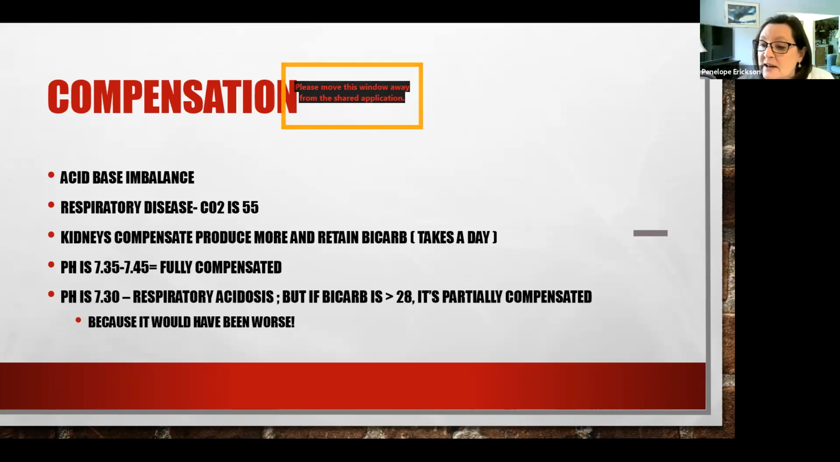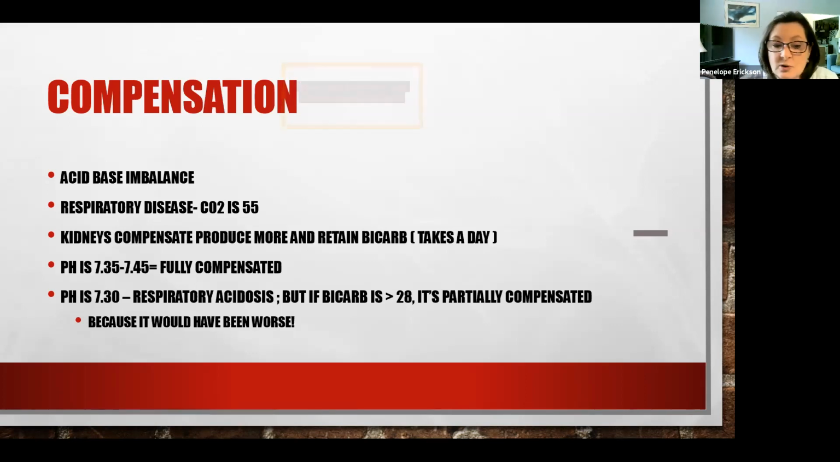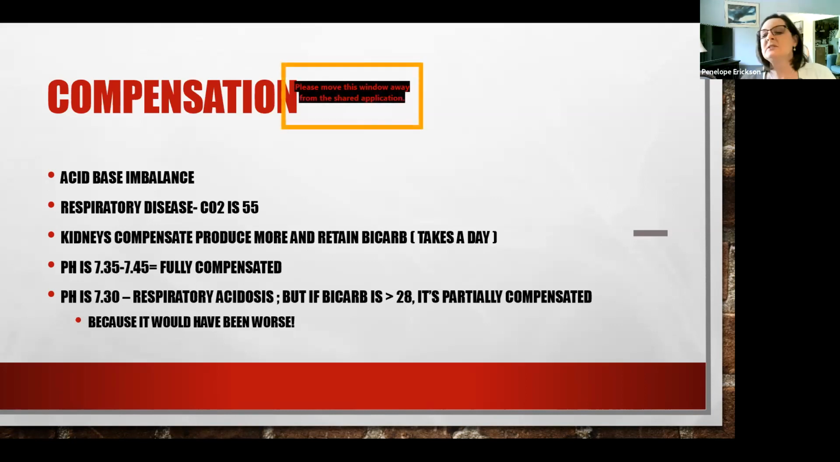The kidneys are retaining or producing more bicarb, and they're partially compensating, because if we were also losing bicarb and the bicarb was normal or low, the pH would be worse. So at least the kidneys are starting to kick in here, and so it's partially compensating. So when we talk about compensation, it's going to be partially compensated if the pH is still abnormal, outside of your normal limits. If the pH is between 7.35 and 7.45, we're going to say it's fully compensated.